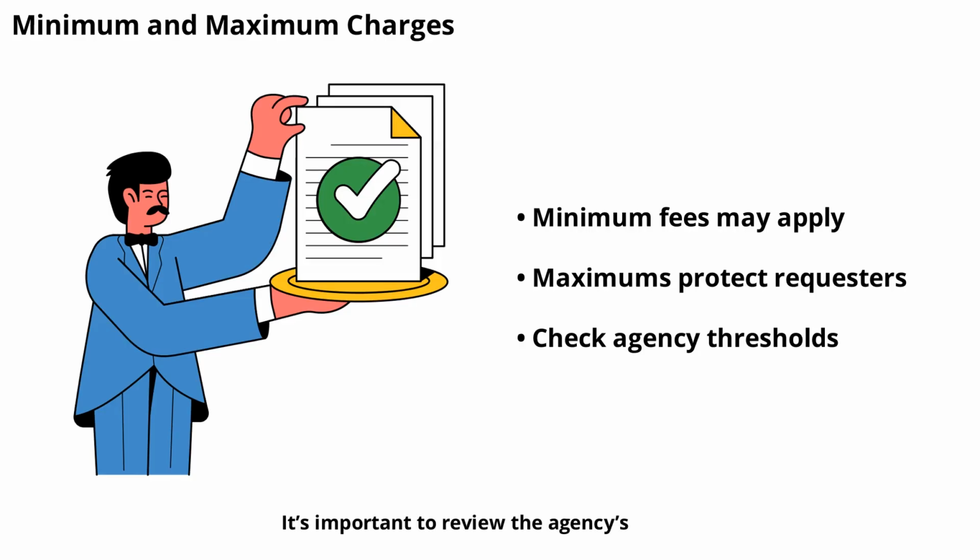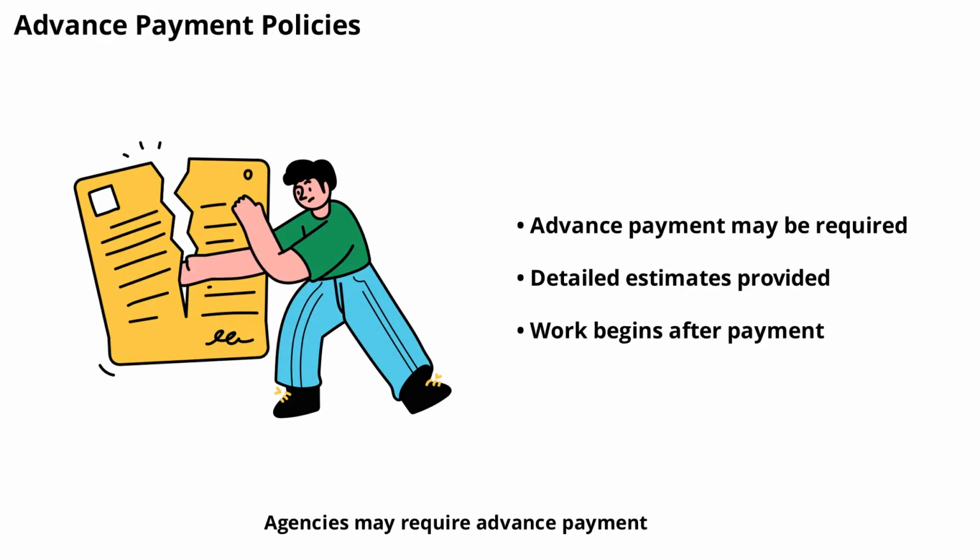It's important to review the agency's fee schedule to understand these thresholds. If your request is small, you might still pay a minimum fee, while large requests could be capped to protect your budget. Agencies may require advance payment before processing your records request, especially if the estimated fees are substantial. This policy helps ensure that the agency is compensated for its work and prevents unnecessary use of resources.